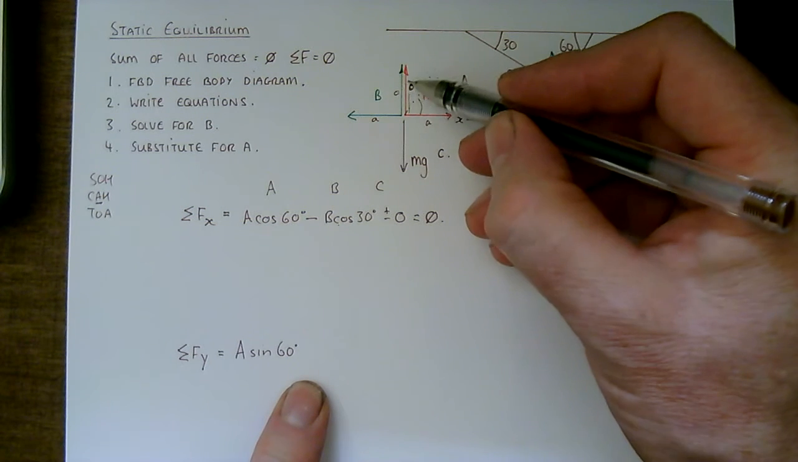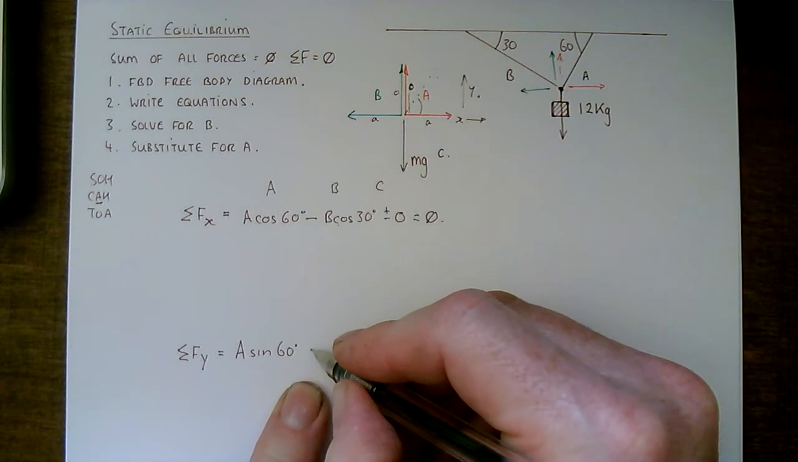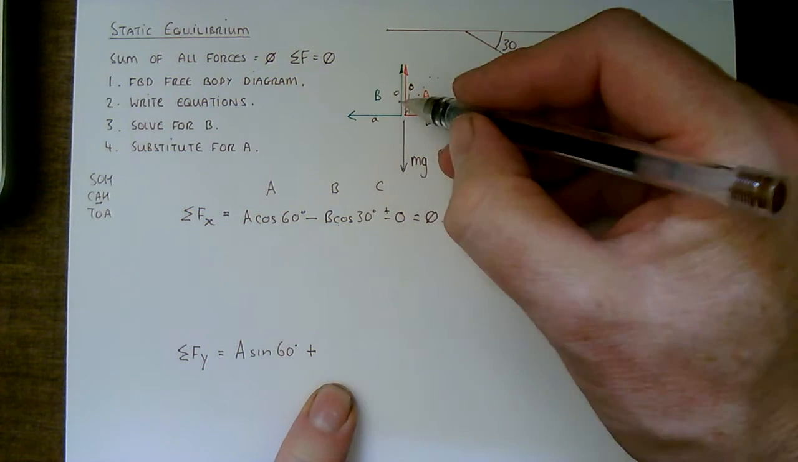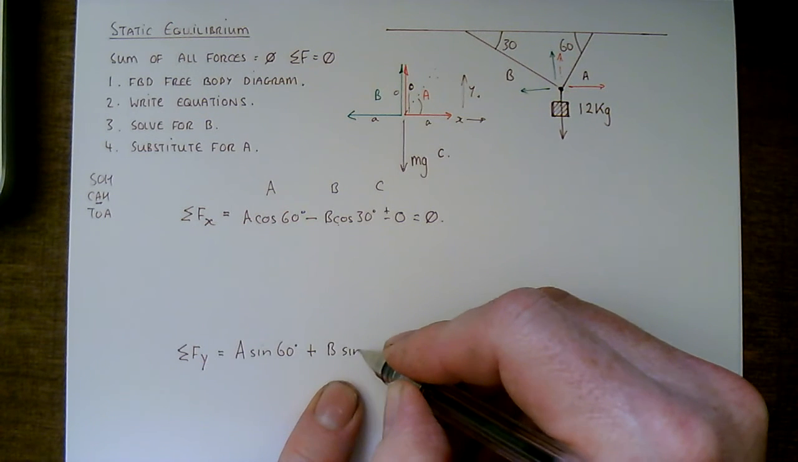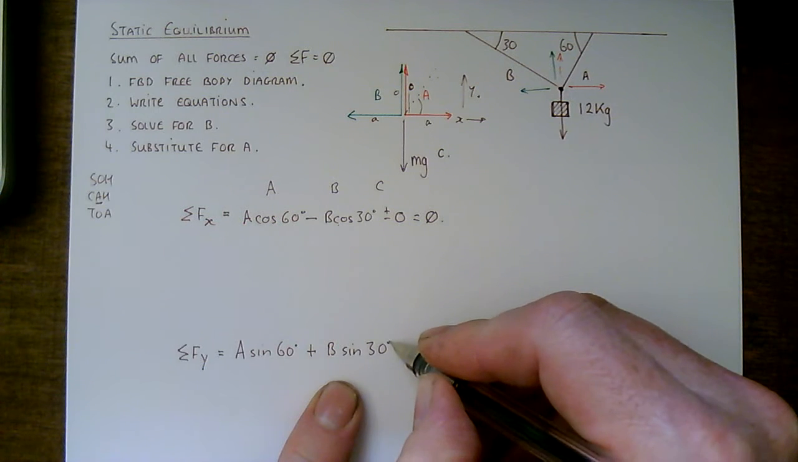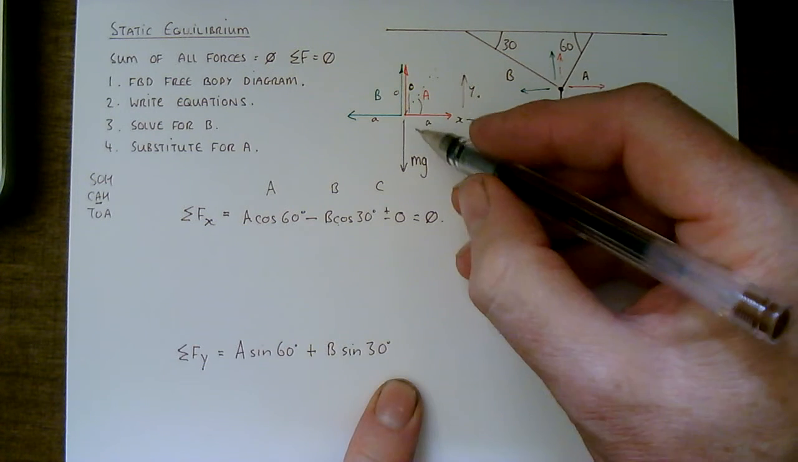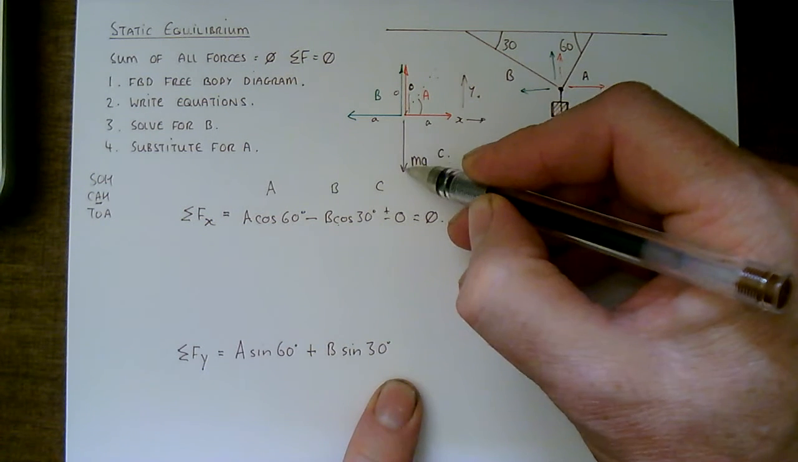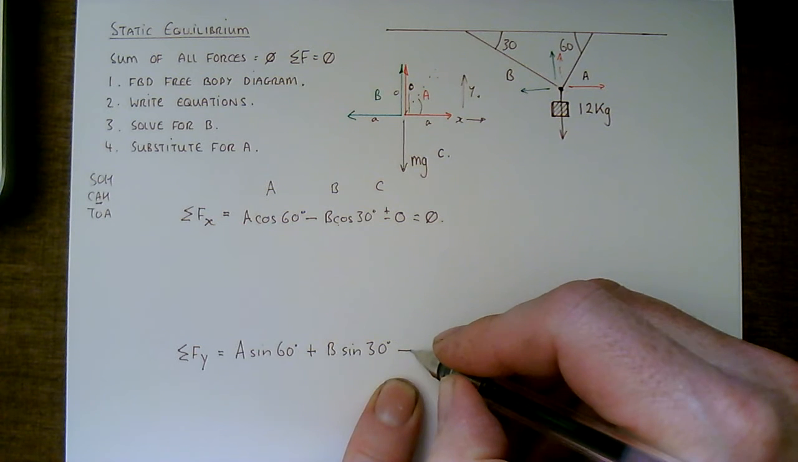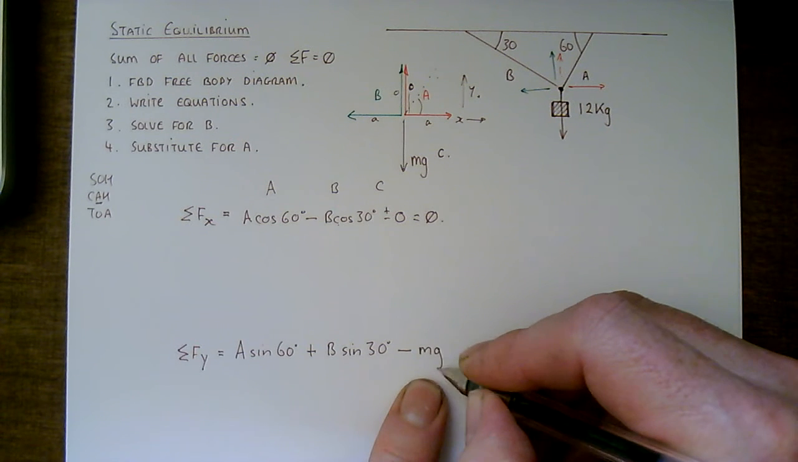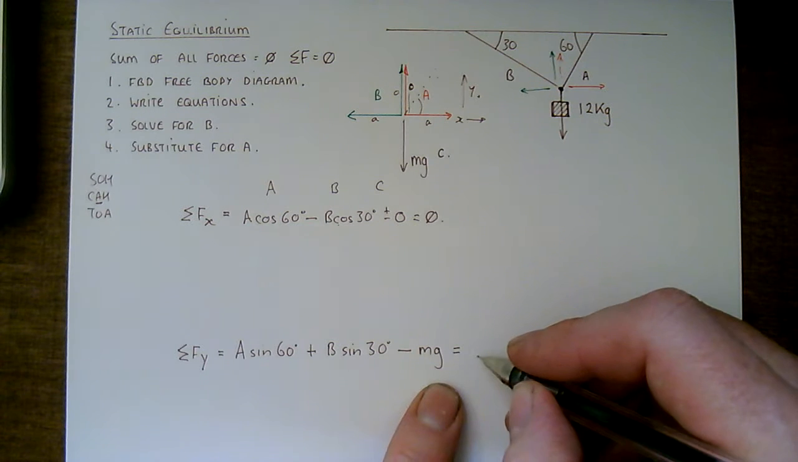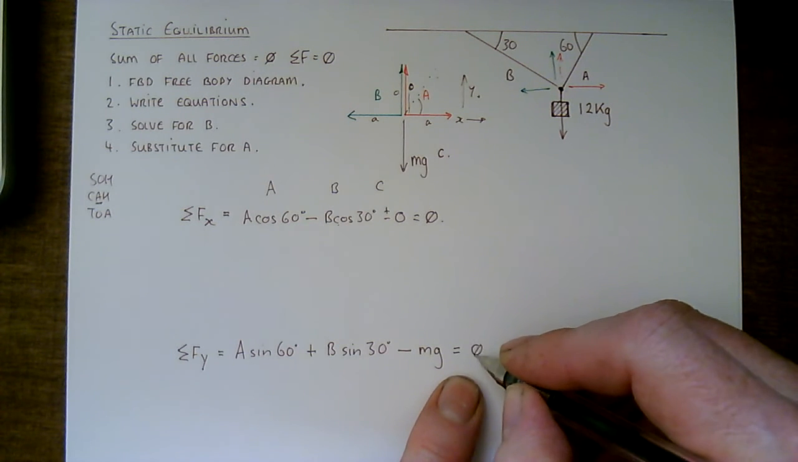Now you'll notice that these are both going in the same direction, so it's plus B sine 30 degrees. And this is going in the other direction, so it's opposite, so it's take away the mass due to gravity. And that all has to equal 0.